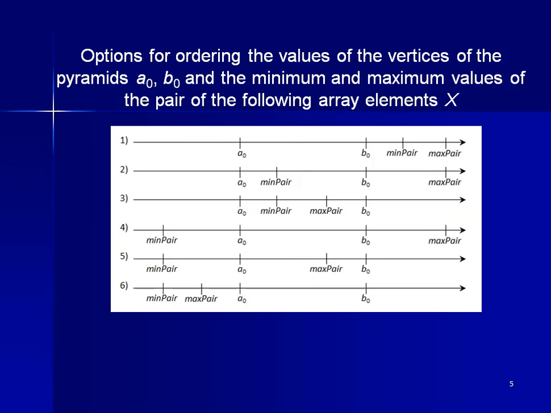Filling in other regular elements in the formed pyramids, six variants of the placement of the tops of the pyramids are possible. The fastest to be filled in will be the third variant, but it happens very rarely. The first, the second, the fifth, and the sixth variants need the replacement of elements among the pyramids. Options for ordering the values of the tops of the pyramids A0 and B0 and the minimum and maximum values of the pair of the following array elements X. Let's see it.